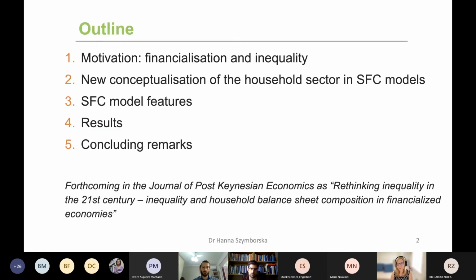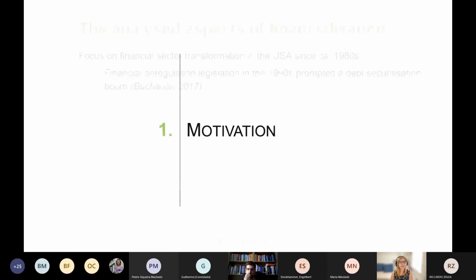So the paper is forthcoming soon, I hope, in JPKE under a slightly different title. But the gist of the presentation focuses on the links between financialization and inequality, and how we can think about modeling the household sector in SFC models and what it brings to the table when it comes to trying to understand different ways, different measures of inequality in SFC models.